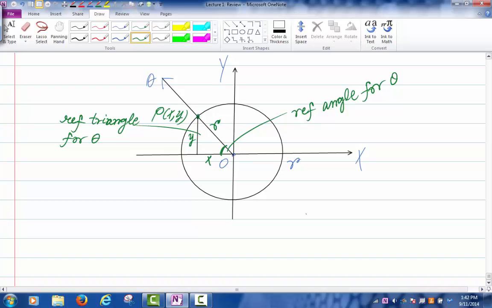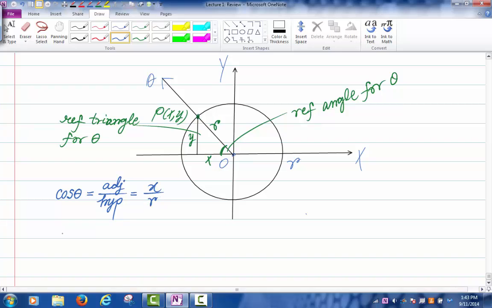Okay? So then, what's the definition of cosine theta? What is cosine theta? Cosine theta is the adjacent over the hypotenuse. So this would be the adjacent over the hypotenuse. Adjacent of what angle? The reference angle, theta. And what is that? Well, that's just x over r.